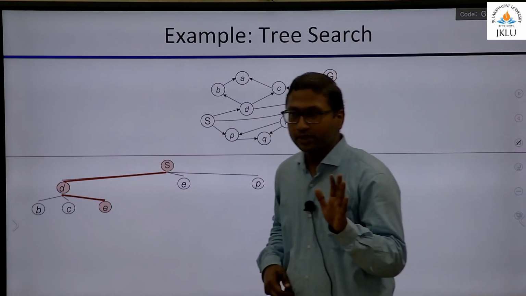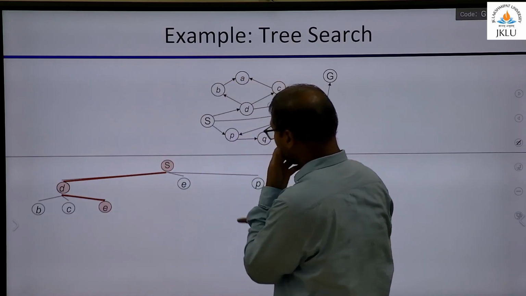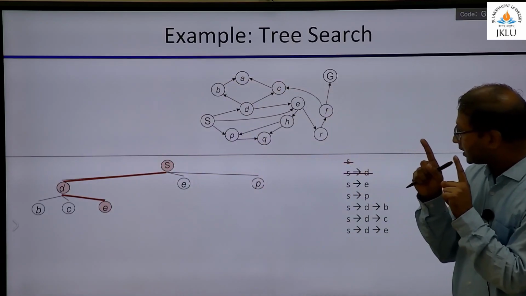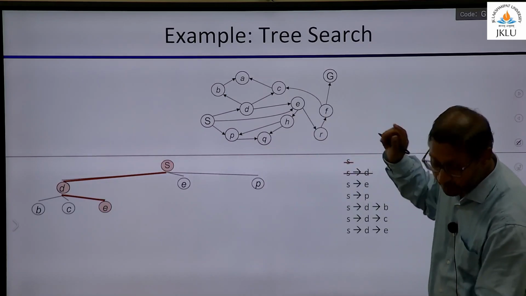So it seems right now they are not following any strategy per se, because see, is it alphabetical? No. Okay, so let us just expand E.